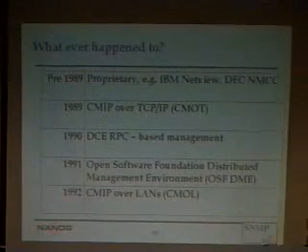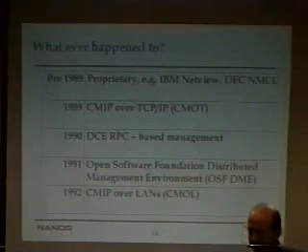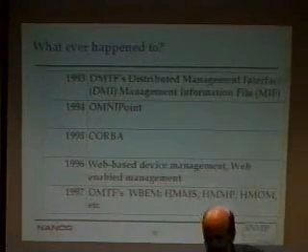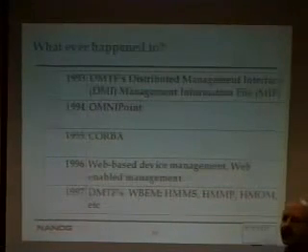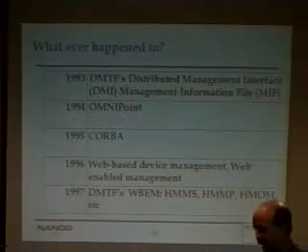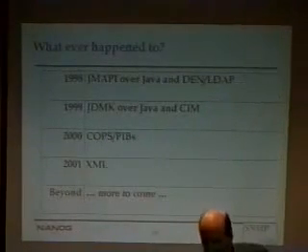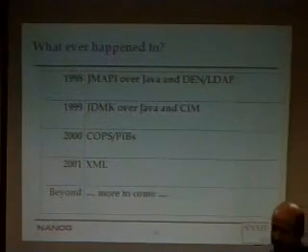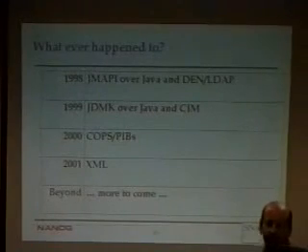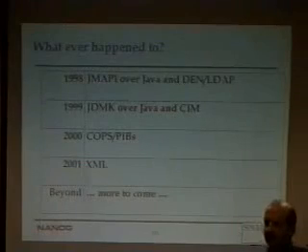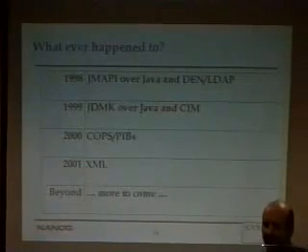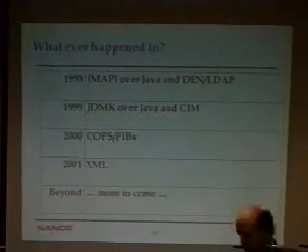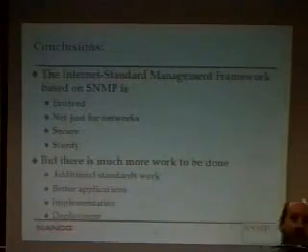And you know, when you have your high school class reunion, it's fun to think, whatever happened to CMIP over TCP/IP? Whatever happened to the Open Software Foundation Distributed Management Environment? Whatever happened to the DMTF, DMI, and MIF, and so forth? In 1998, JMAPI over Java was going to replace SNMP. It was the silver bullet. The next year, it was JDMK over Java that was going to be the thing that replaced SNMP.